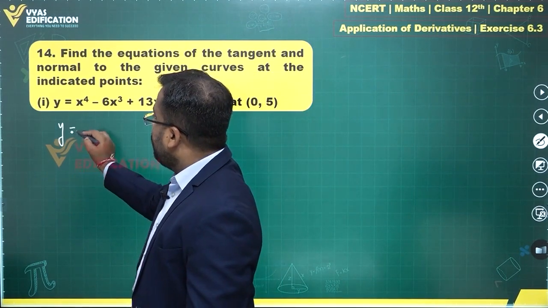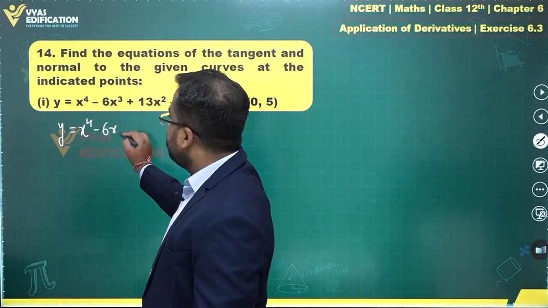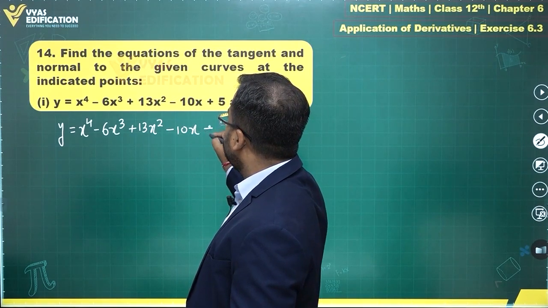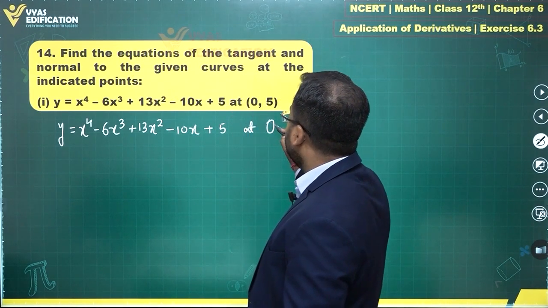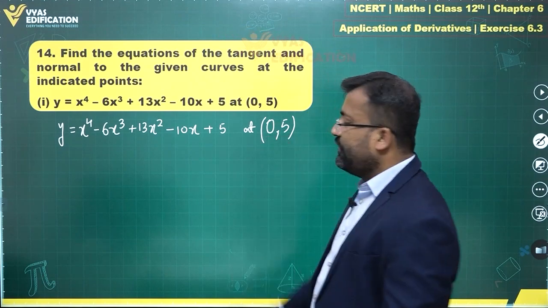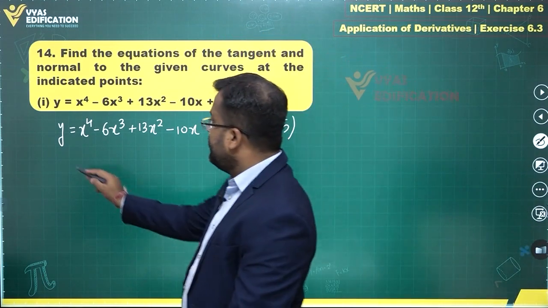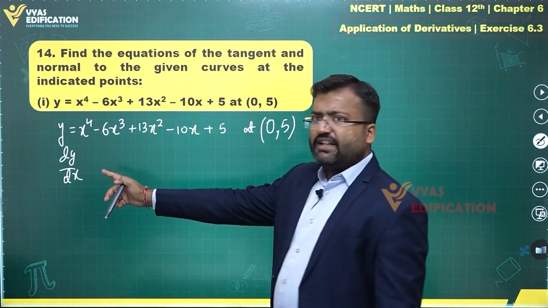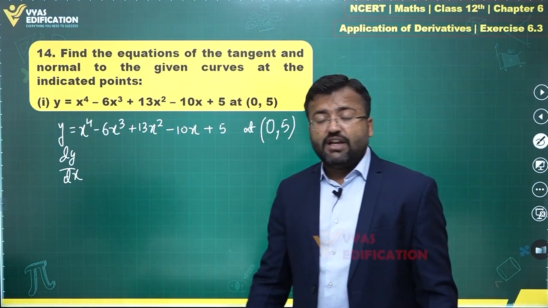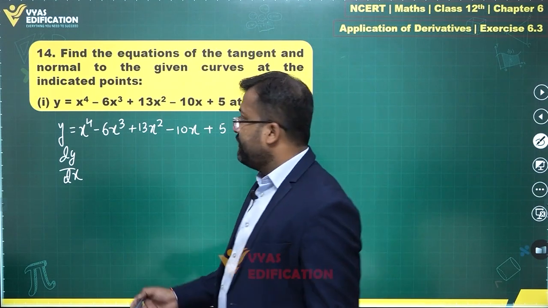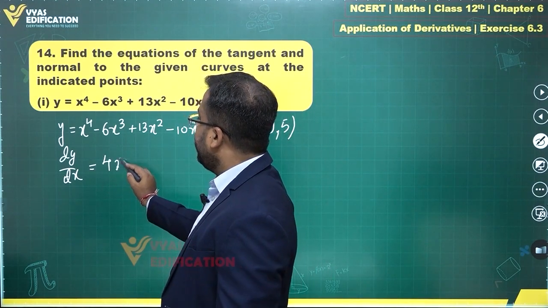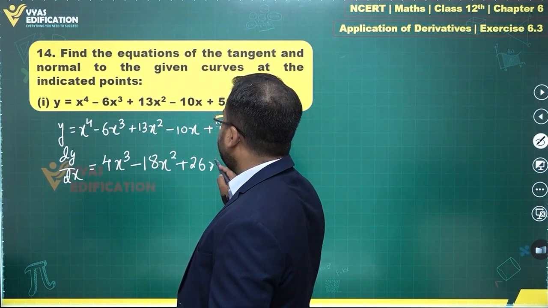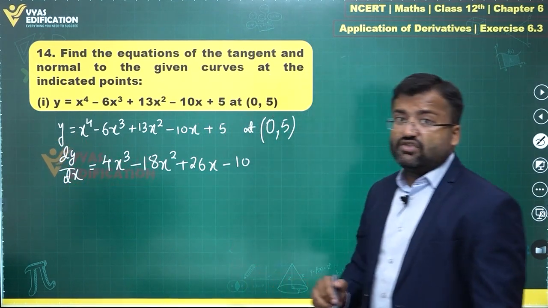We have y equals x power 4 minus 6x power 3 plus 13x square minus 10x plus 5 at 0, 5. This is what we are interested in. Let's find the derivative, dy by dx. We already know the point. Finding the derivative will give us the slope of the tangent, and therefore we can get the equation very easily. dy by dx will be equal to 4x power 3 minus 18x square plus 26x minus 10. This is dy by dx.